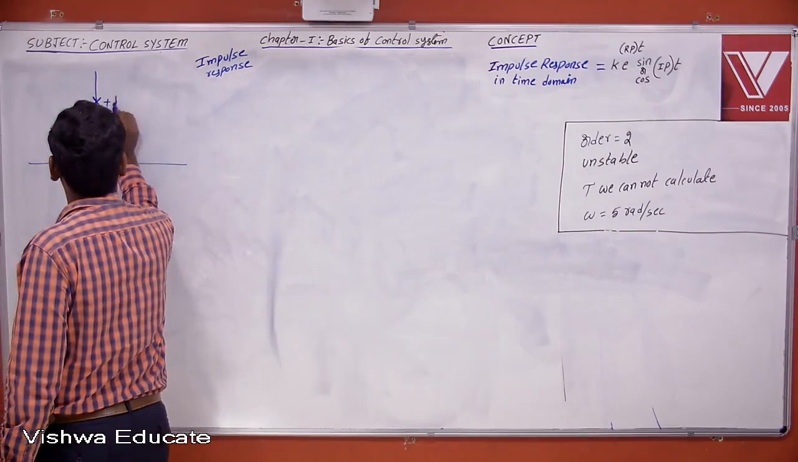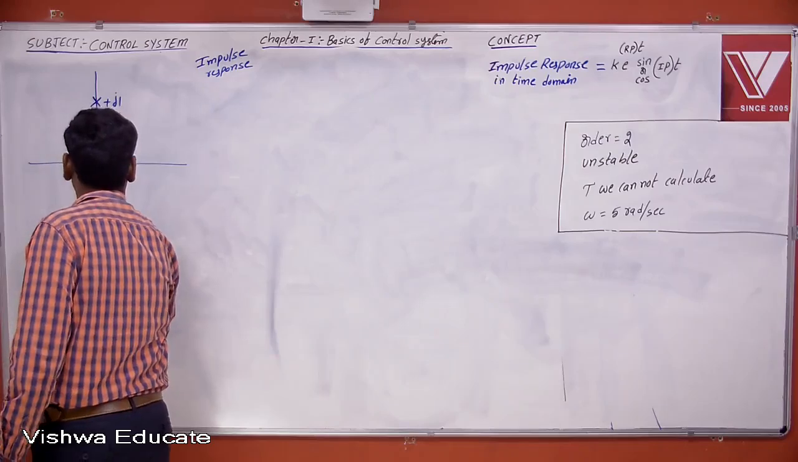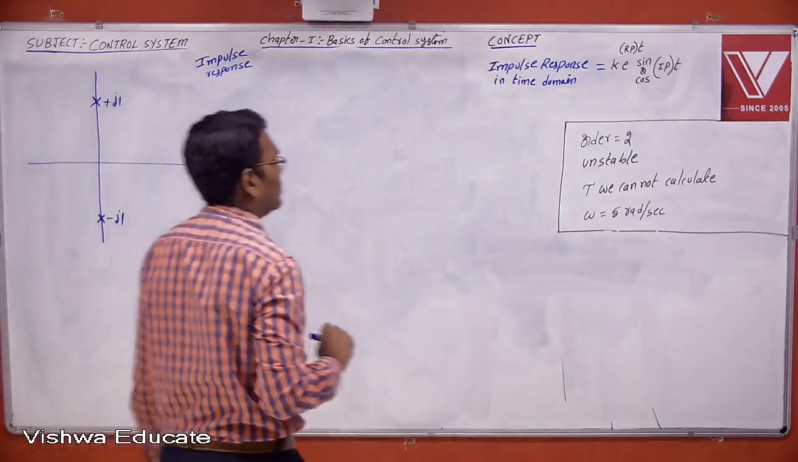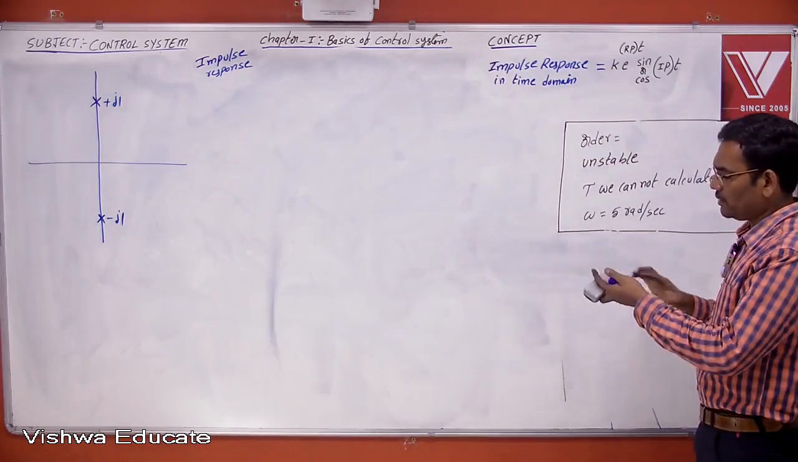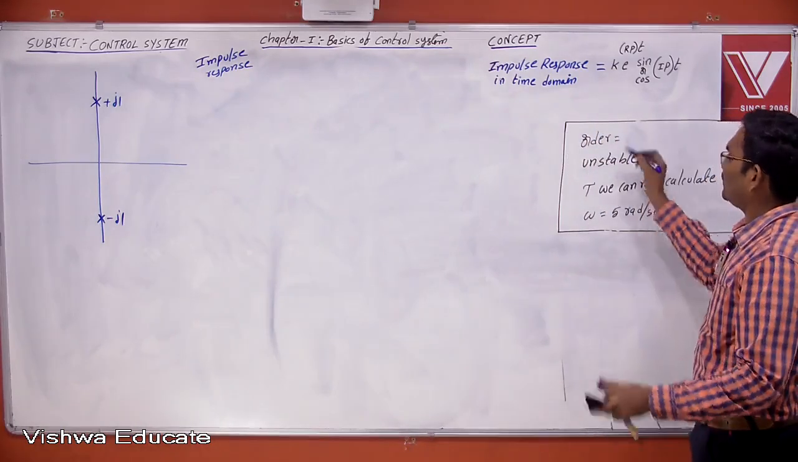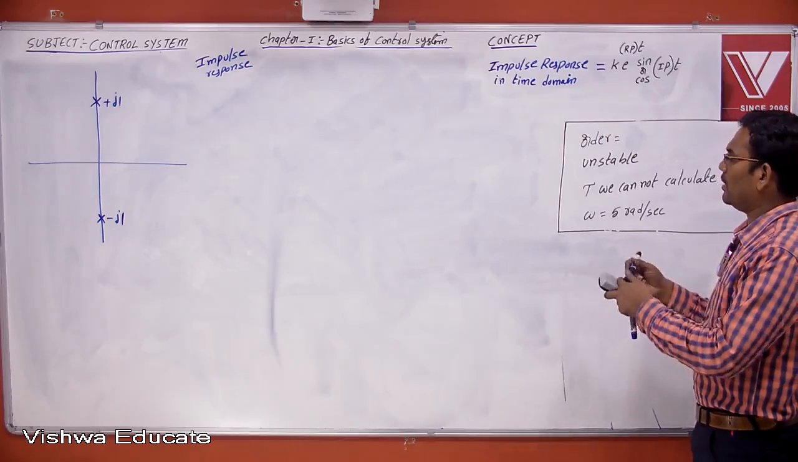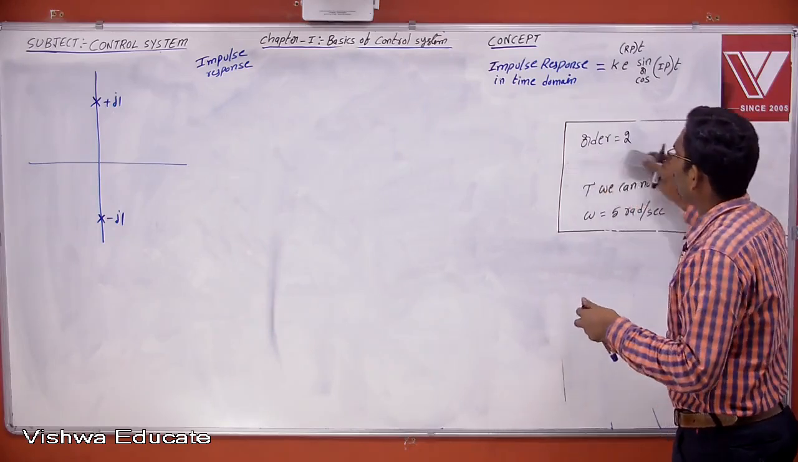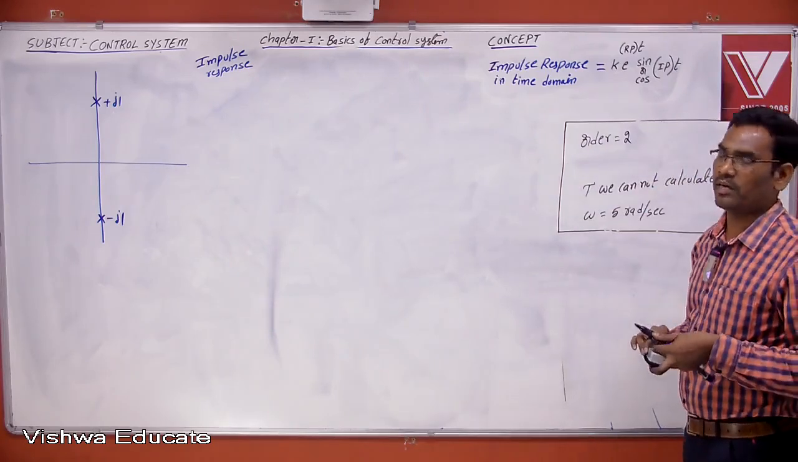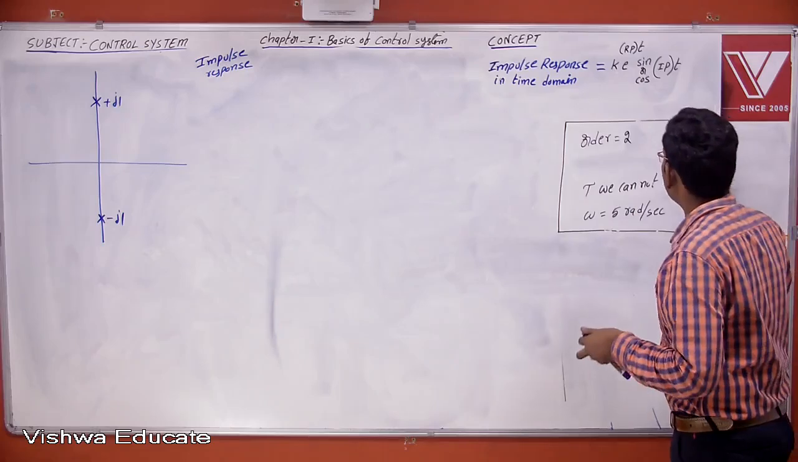Now see here. How many poles? 2 poles. Therefore, what is the order? Order equal to 2. But when the poles are on the imaginary axis, we don't know whether it is stable or unstable or whatever it may be. That we will see.